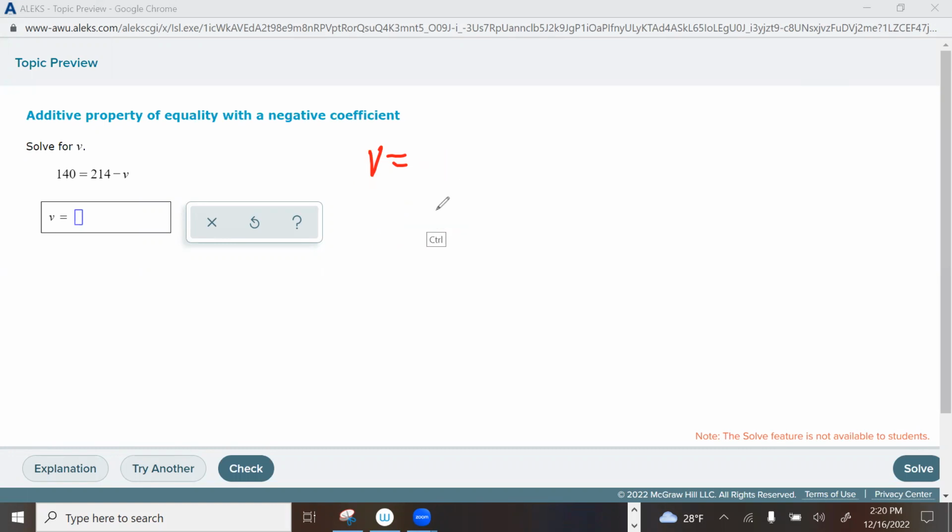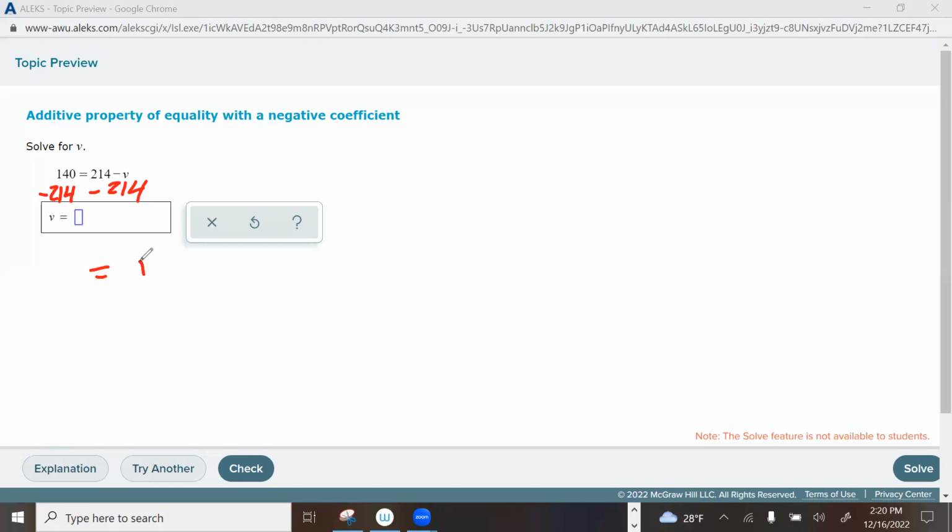So we want to get the variable all by itself. Well, the 140 is already on the other side of the equation from v, so we don't need to worry about that. But the 214 is on the same side of the equation as v. This 214 is a plus 214. So if we subtract 214 from both sides, we get 214 minus 214 on the left. Those cancel, or in other words, that's just zero.